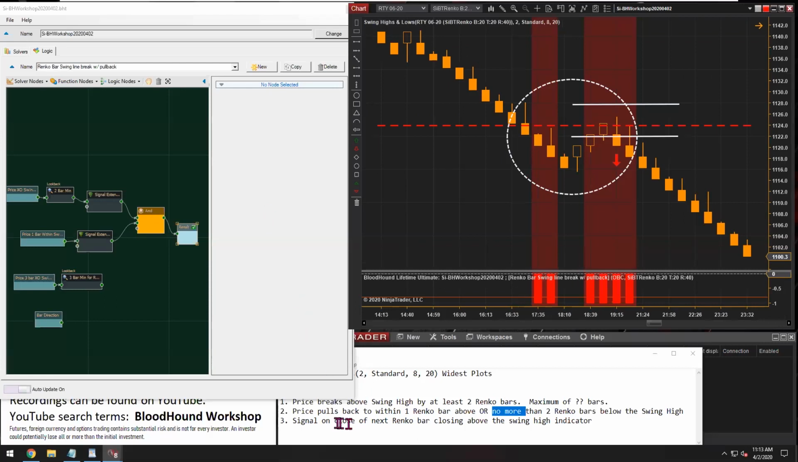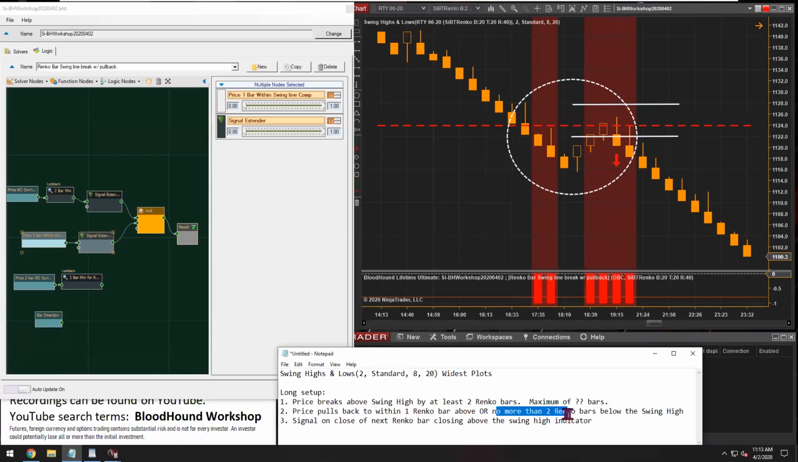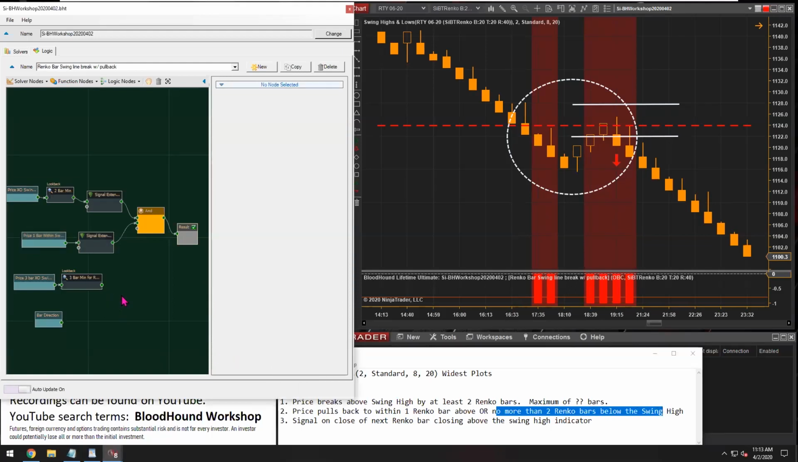So the final step, well, let me take a step back here. Looking at rule 2, price pulls back within one Renko bar. That is what this logic is doing. It makes sure that price at least does its minimum amount of pullback, so the minimum pullback is to within one Renko bar of the swing line. And then we want to make sure that the pullback is no more than 2 Renko bars on the other side of the swing line. And so that is what this will detect for us.